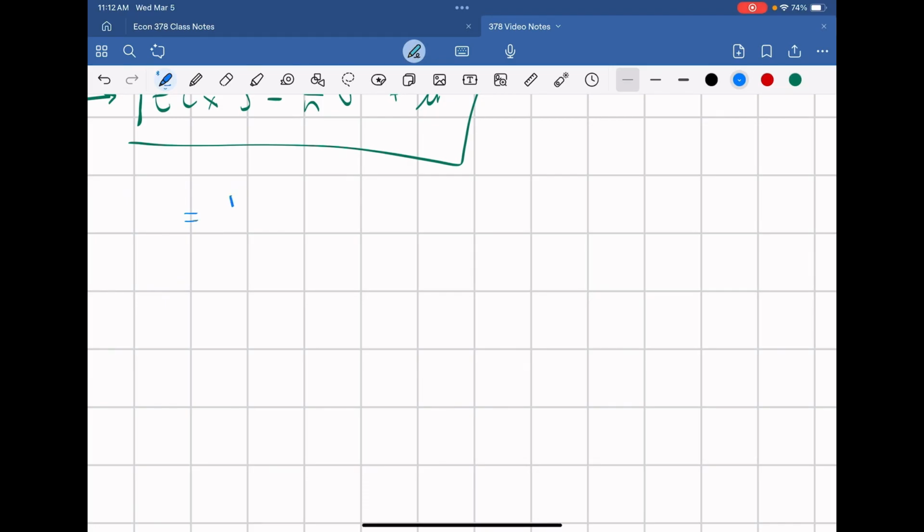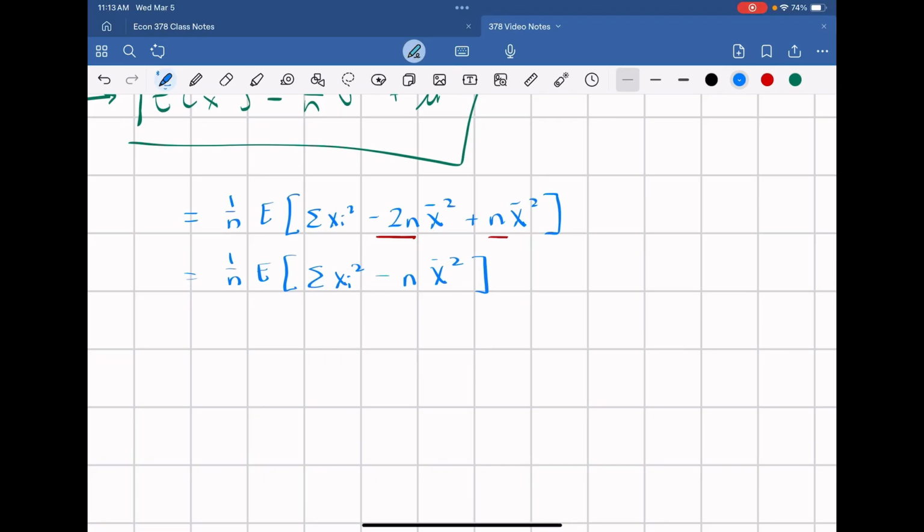So this is equal to 1 over n, the expected value of the summation of xi squared minus 2n x bar squared plus n x bar squared. And now we have a minus 2n x bar squared, a plus 1n x bar squared. So this is equal to 1 over n, the expected value of the summation of xi squared minus n x bar squared. So there we have that.